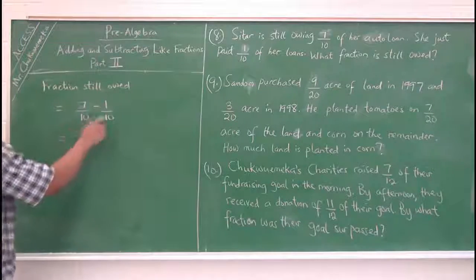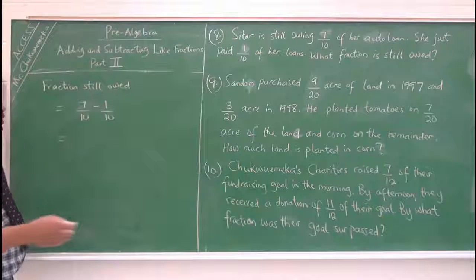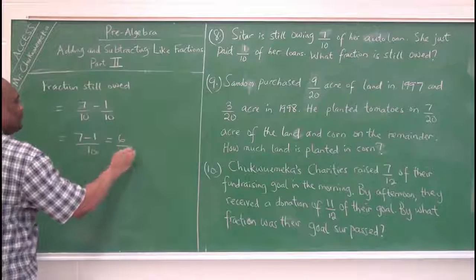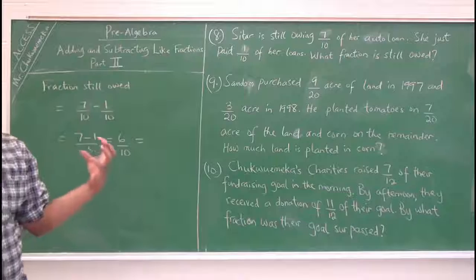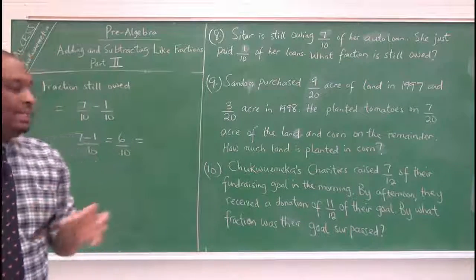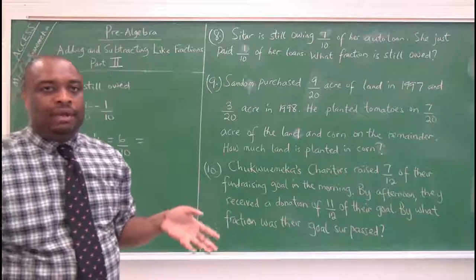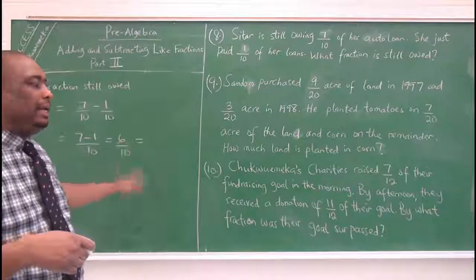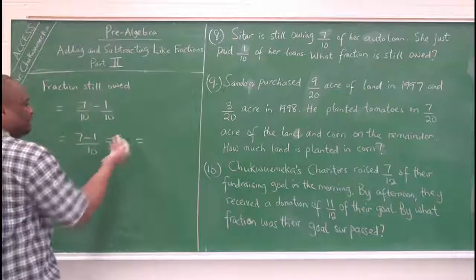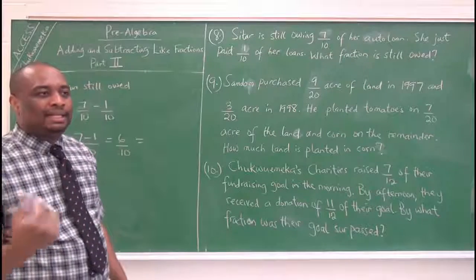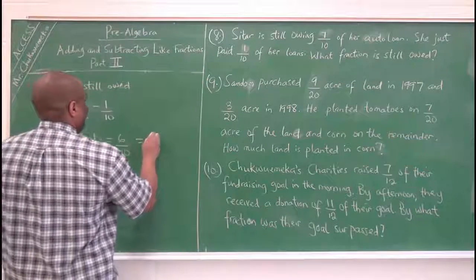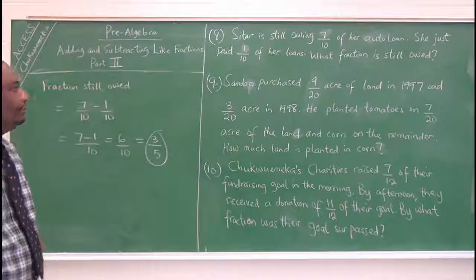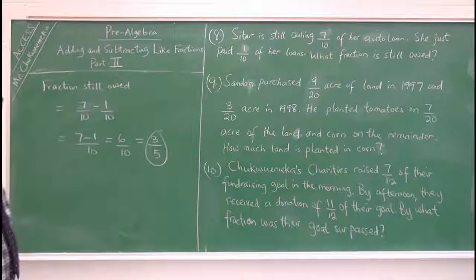Because they have the same denominator, they are like fractions. So this is 7 minus 1 out of 10, which is 6 out of 10. And then you ask yourself, what is the greatest common factor of 6 and 10? Of course, that will be 2, because 3 is not a factor of 10, 4 is not either, and 5 is not a factor of 6. So the greatest common factor of 6 and 10 is 2. 6 divided by 2 is 3. 10 divided by 2 is 5. You have 3 out of 5.